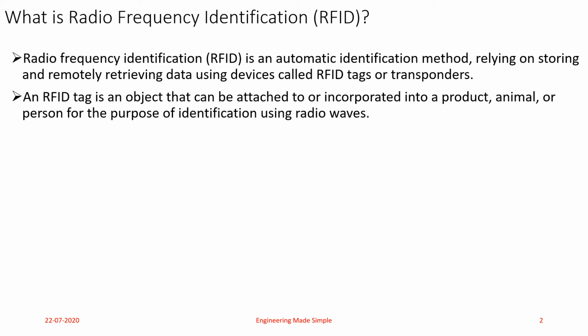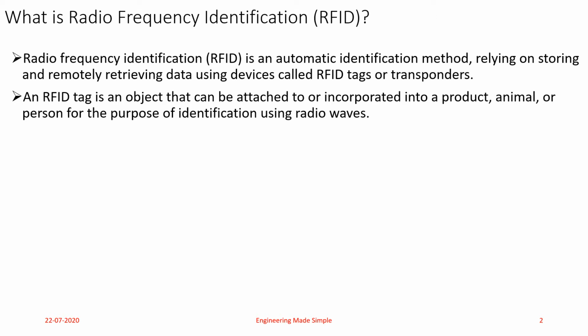Now, this is very much clear. A tag is an object which is attached to the object from which we are trying to extract some data. If we are into animal exploration, or if you are developing a product, then in order to study the data, we need to attach these RFID tags to the product which we are observing, and the process of identification is done by using radio waves. That is what is known as radio frequency identification.